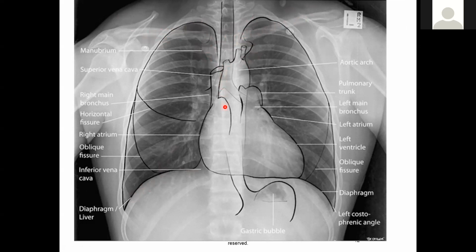This is pointing out great vessels, heart, and lung fissures. Note this sharp point here and here. These are your costophrenic angles, right and left. Down here, gastric bubble. This is air in your stomach. There's always going to be air in your stomach, and you're going to see it rise up when your patient is standing upright. That is the gastric bubble.